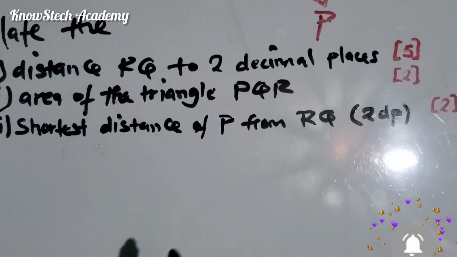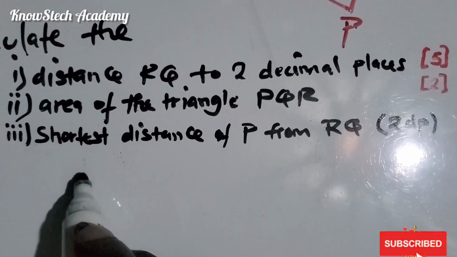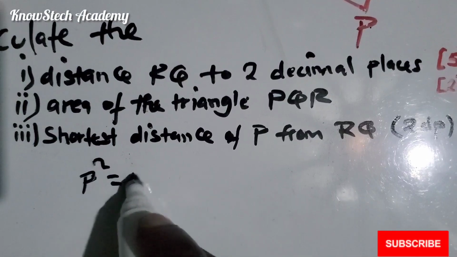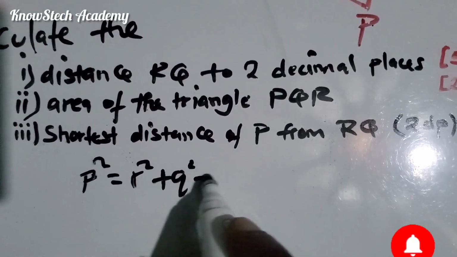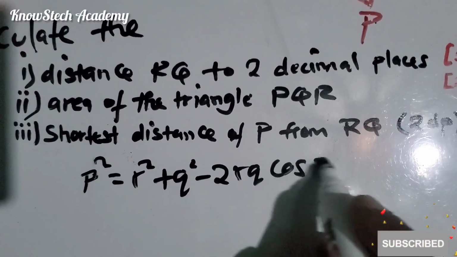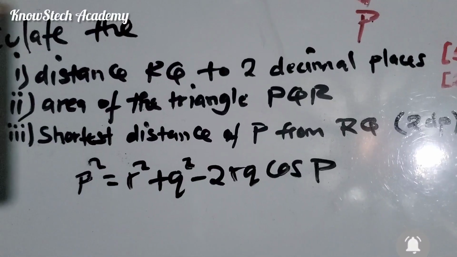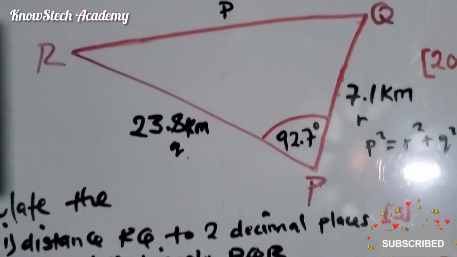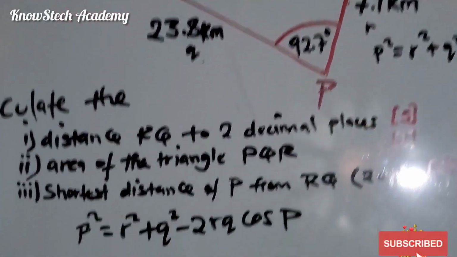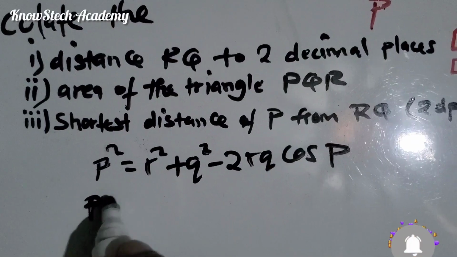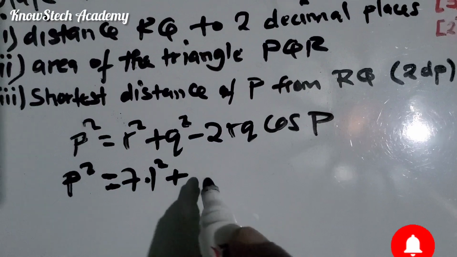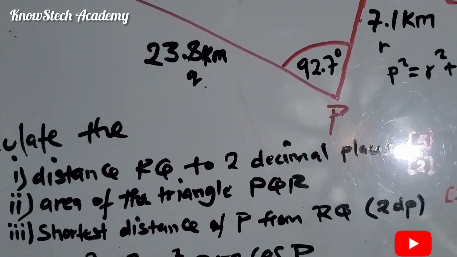Let me just copy it here: p squared is equal to r squared plus q squared minus 2rq cos P. Okay, then it's just a matter of substituting here. So p there, we don't have the value, which is just RQ. Then r is 7.1. So we have p squared is equal to, where there is r here, we're going to substitute with 7.1, which will be 7.1 squared, plus the value of q is 23.8.